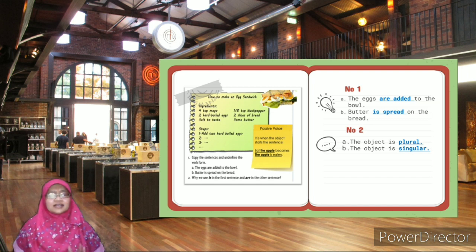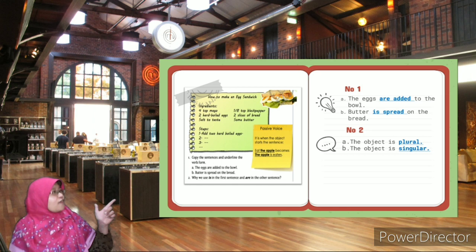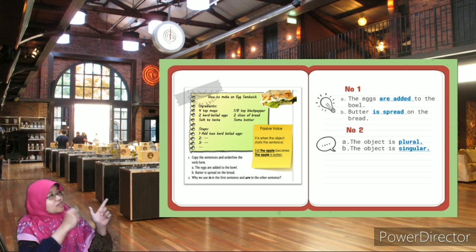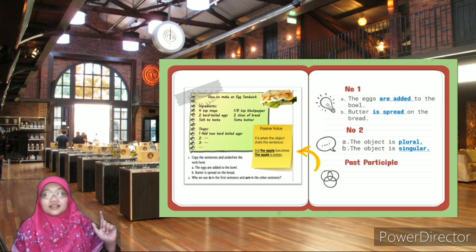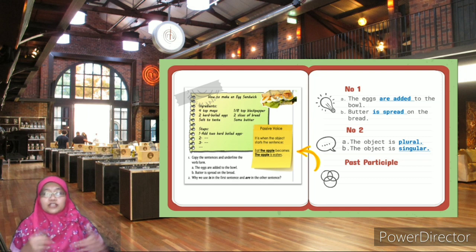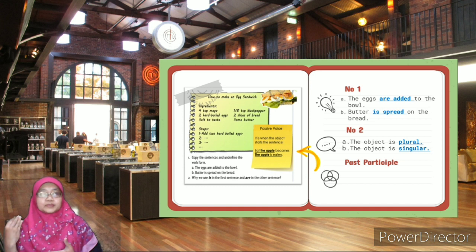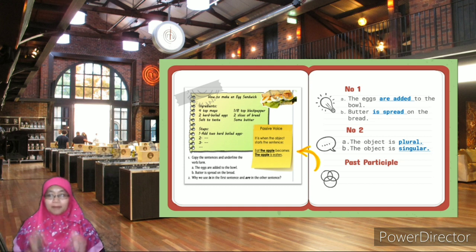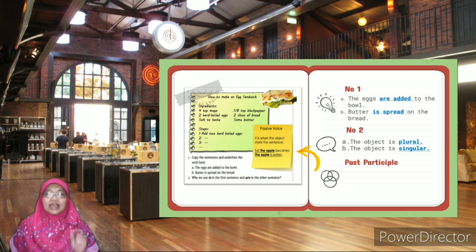Okay. Now let's move on to the passive voice, to the yellow sticky note there. We're going to study more about the past participle. Now look at that. Passive voice is when the object starts the sentence. We've got the example here. Eat the apple becomes the apple is eaten.